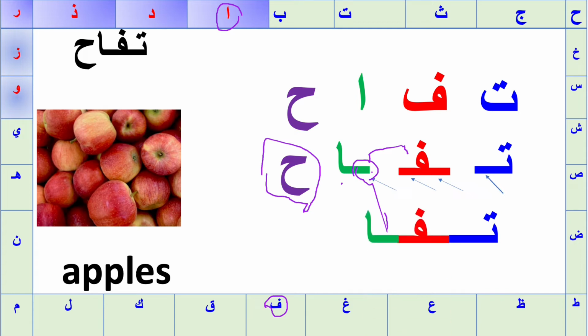So we have tuffah. Clearly the ta, fa and alif connect with one another, but the ha will remain isolated because the alif can only connect with a preceding letter but not with the following letter. And that is the word tuffah. I read again, tuffah, which is the word apples in English.